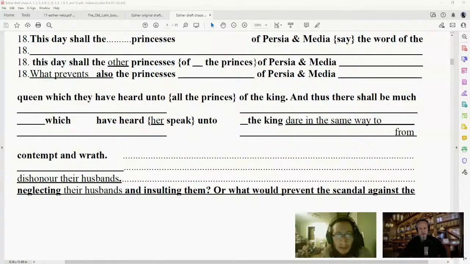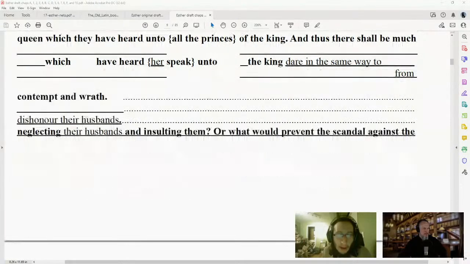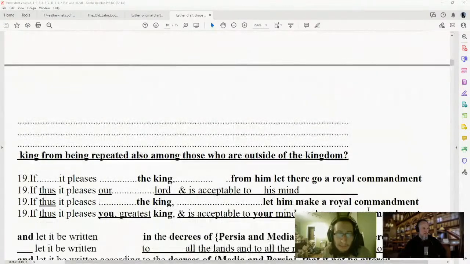Verse 18, it says, in the Old Latin, it has a bunch more: in insulting them, or what would prevent the scandal against the king from being repeated also amongst those who are outside of the kingdom. So that's kind of a unique addition right there.